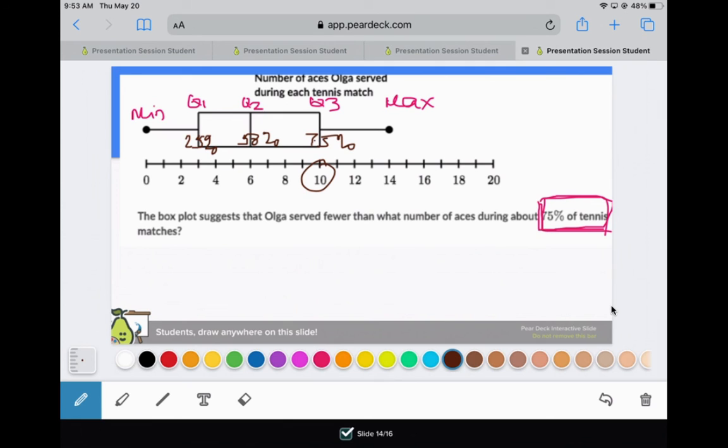So again, think about the Q as quarters. Q1 is like 1/4. Q2, you have 2 quarters. Q3, you have 3 quarters, right? 3 quarters, 75 cents, 75%. 2 quarters, 50 cents, 50%. All right, so think about that. Q is like quarters. All right, questions for me?